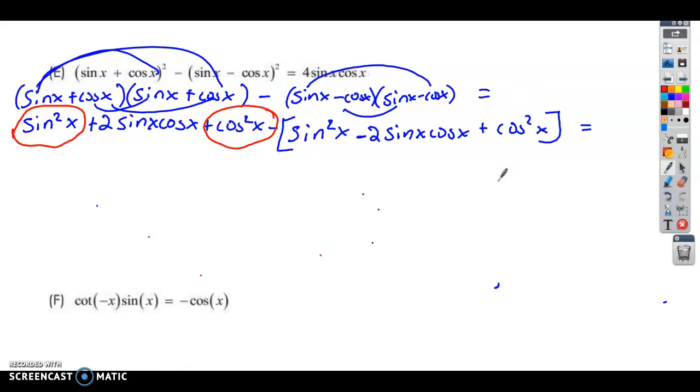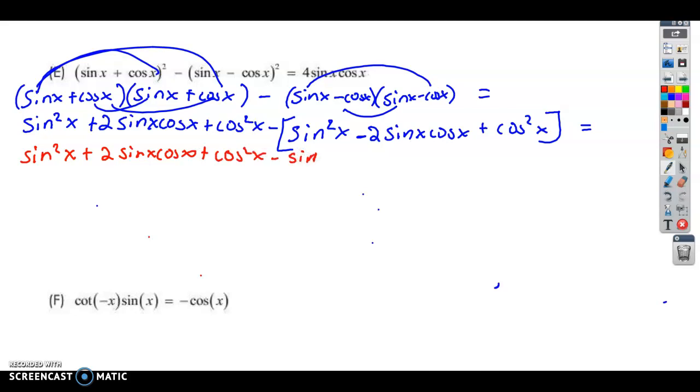You know what? Before I do that, I lied. I'm going to distribute this negative because I don't want to confuse anybody. Okay, so let's rewrite this as sine squared of x plus 2 sine of x cosine of x plus cosine squared of x minus sine squared of x plus 2 sine x cosine x. Distributing the minus to the plus cosine squared gives you a minus cosine squared. Okay, so I don't even have to do that.